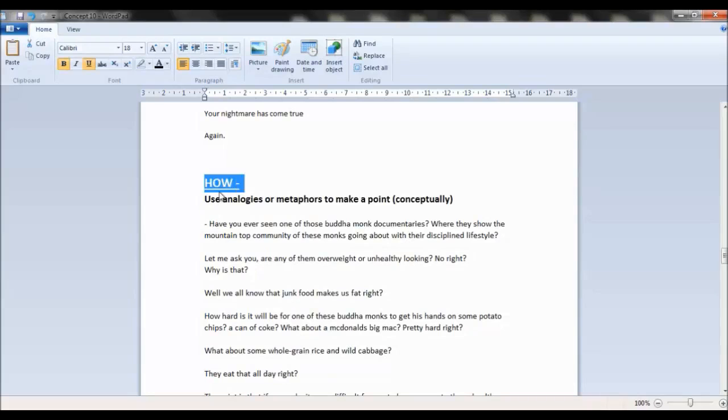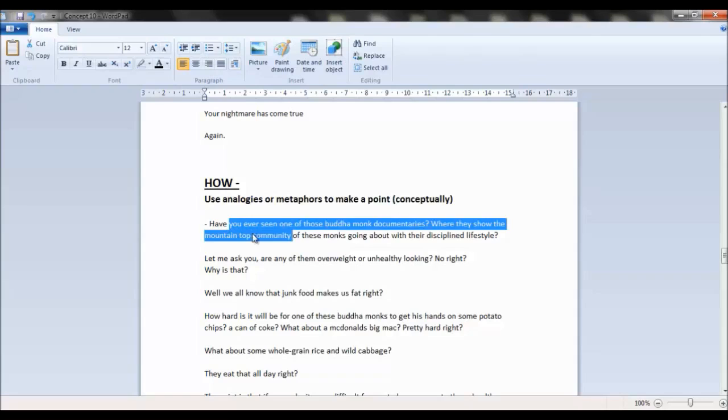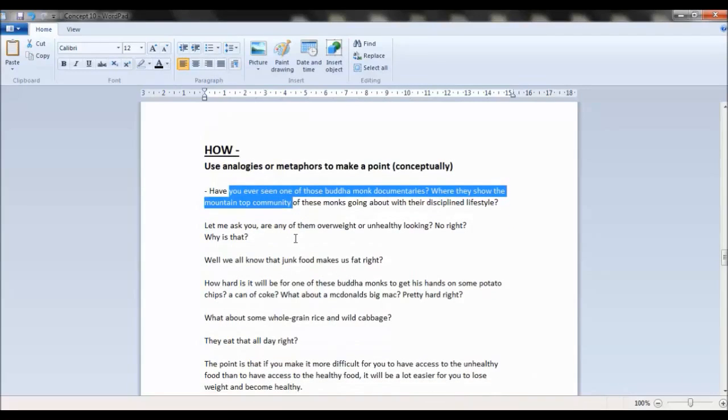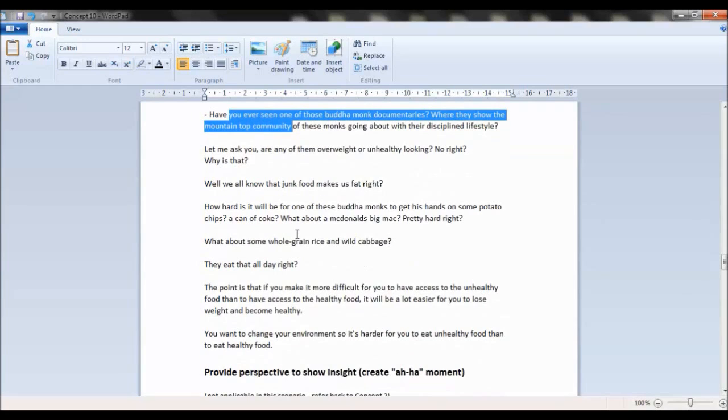Okay. So how? This is talking about the solution on a conceptual level. Use analogies and metaphors to make a point conceptually. Have you ever seen one of those Buddha monks documentaries where they showed the mountaintop community of these monks going about with their disciplined lifestyle? Well, let me ask you, are any of them overweight or unhealthy looking? No, right? Well, why is that? Well, we all know that junk food makes us fat, right?